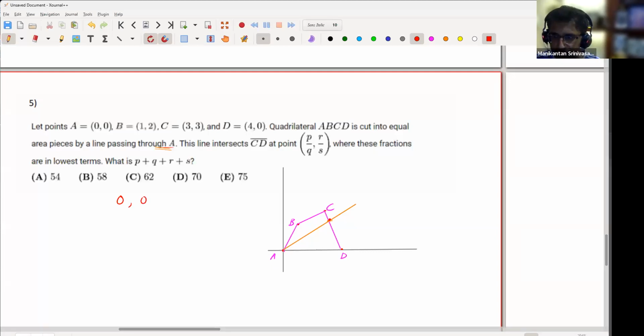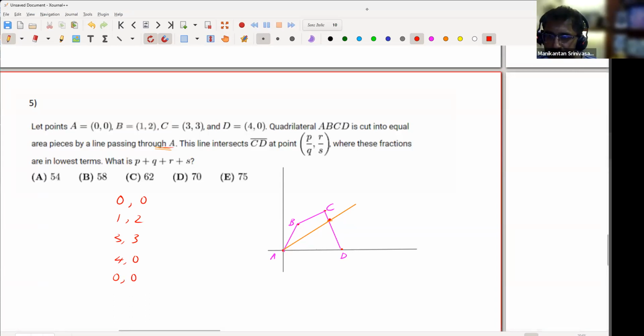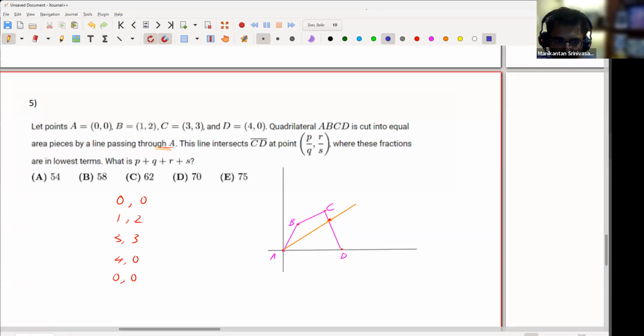So 0, 0 is the first one. 1, 2 is the second one. 3, 3 is the third one. 4, 0 is the last one. And then you repeat the first one once more, 0, 0. There's a very easy way to find the area of any polygon. The way you do it is like a knitting type of thing. I'll first explain and then draw all of these. Find out all these products. 0 times 2 is 0. 1 times 3 is 3. 3 times 0 is 0. 4 times 0 is 0. So the sum of all these products is 3 going in this direction.